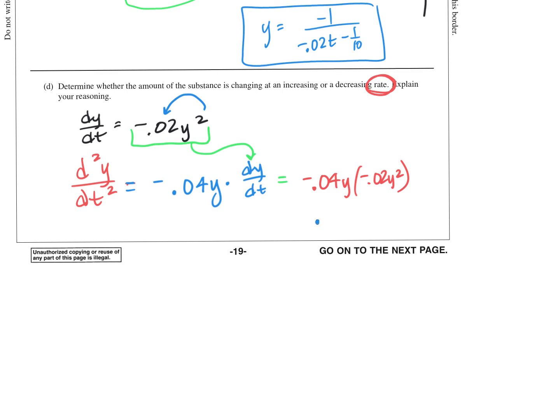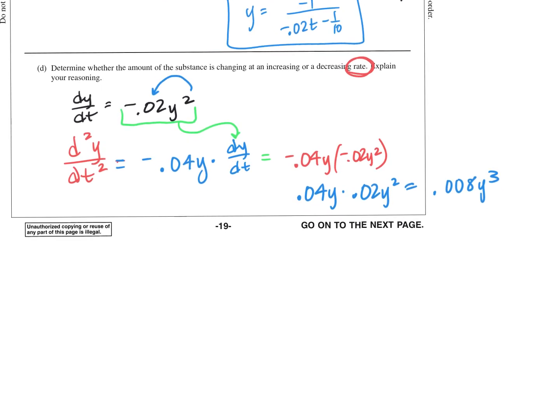So are you cool with saying 0.04y times 0.02 y squared? You could write it like that, or we could say 4 times 2 is 8. That's going to get me 0.008 y cubed. Okay. Now, it says determine whether that is going to be positive or negative.